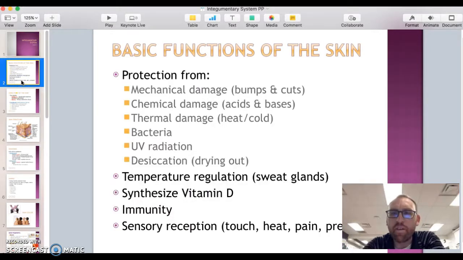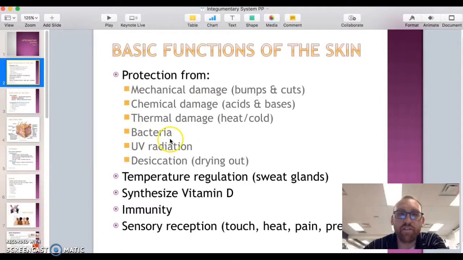So the integumentary system is essentially your skin, and it actually does a lot more for your body than people think it does. As you can see, it's got quite a few functions. Believe it or not, the main function is actually protection. It protects you from things like mechanical damage, so like bumps and scrapes, chemical damage, and thermal damage.